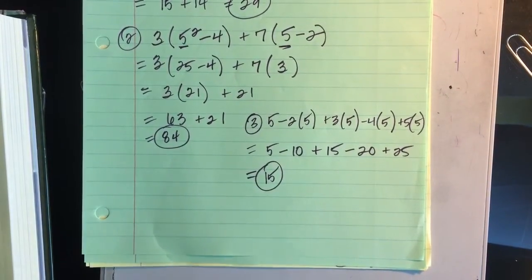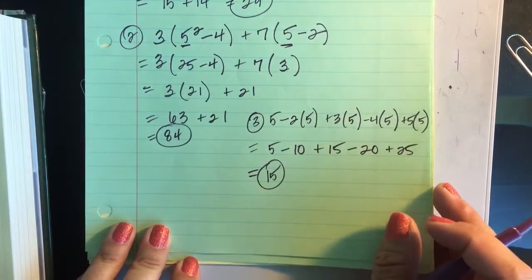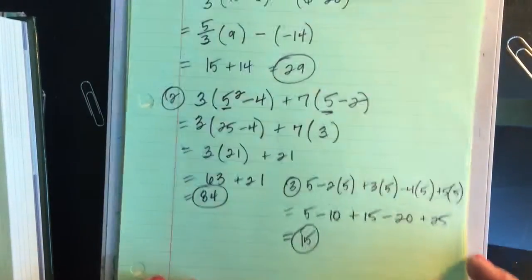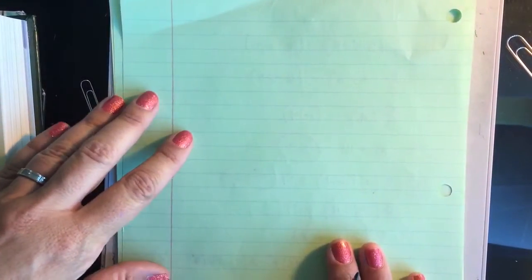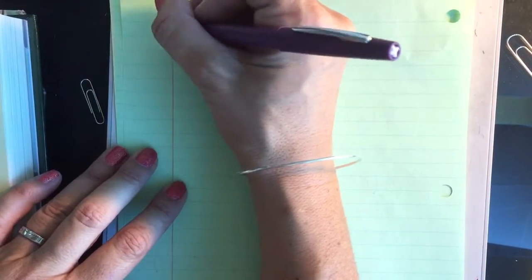In number 4 through 7, we switch gears. It's not evaluating, it's just simplifying, writing the equation in an easier form.